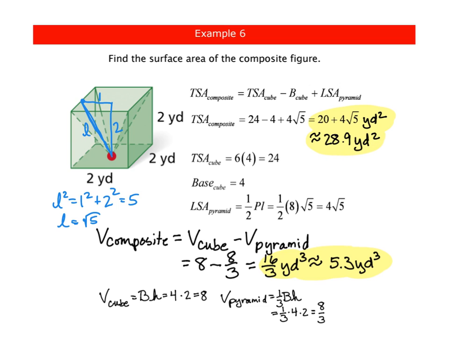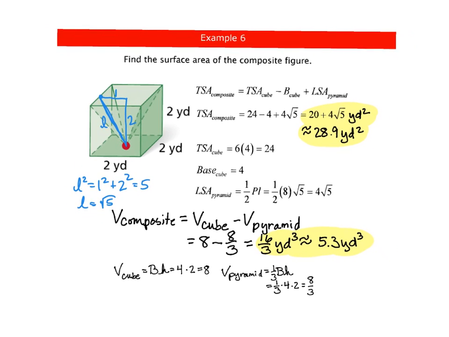The next thing I wanted to do was find the volume of my composite shape. In this particular case, I have the volume of my cube minus the volume of my pyramid. So first I found the volume of my cube. That's area of the base times the height, 4 times 2 or 8. Then the volume of my pyramid is 1/3 the area of the base times the height, or 1/3, 4 times 2, 8/3. And then the volume of my composite shape would be 8 minus the 8/3, which gives me 16/3 cubic yards. Plugging into my calculator, I get an approximate answer, 5.3 cubic yards.